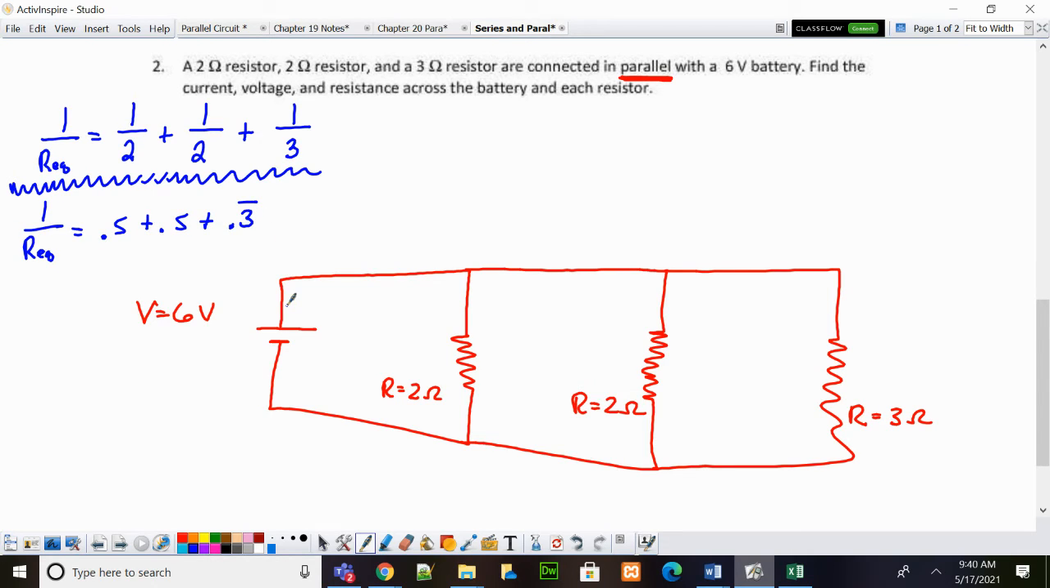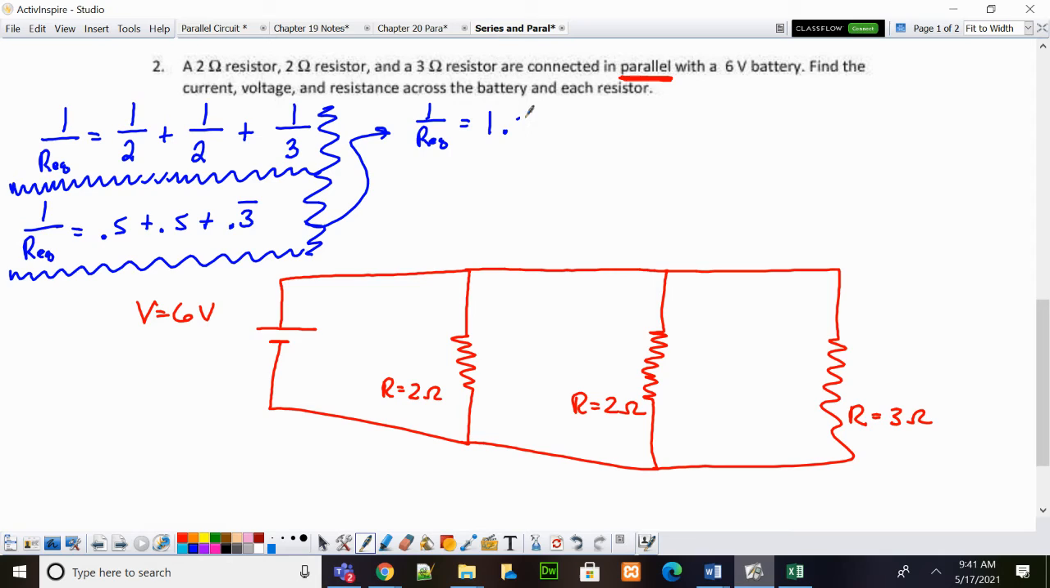I'm going to write it like that, but when I type it in my calculator, I'm going to type the 0.3 a lot of times. All right, so now I'm going to say 1 over the equivalent resistance is equal to 1.3 repeating. That's what I get when I add all of those together. So now I need to flip this, okay? Or you can think of it as you have to cross multiply.